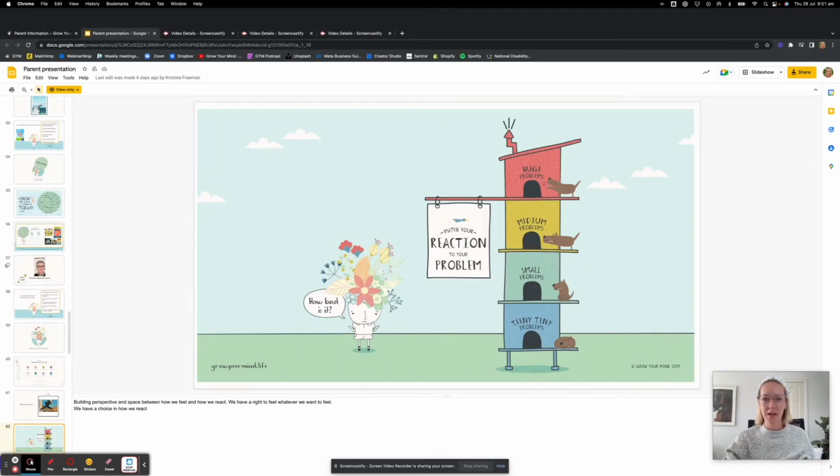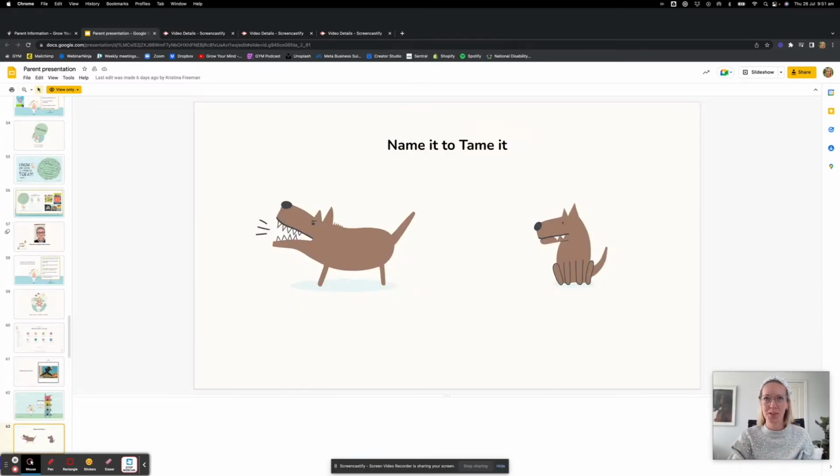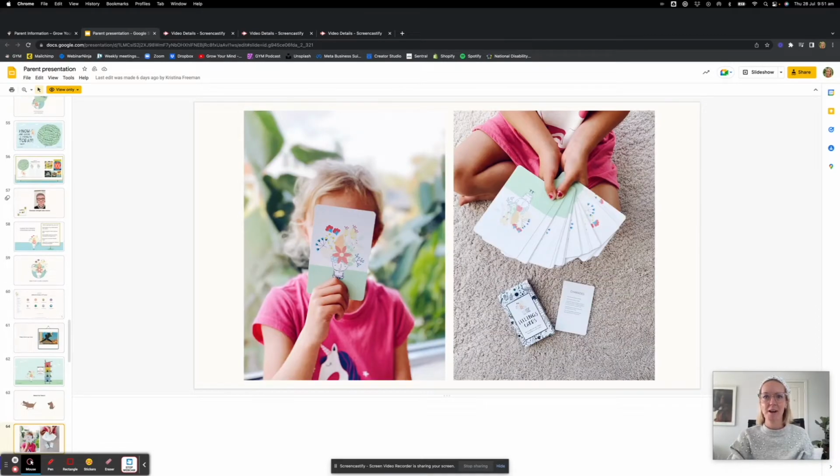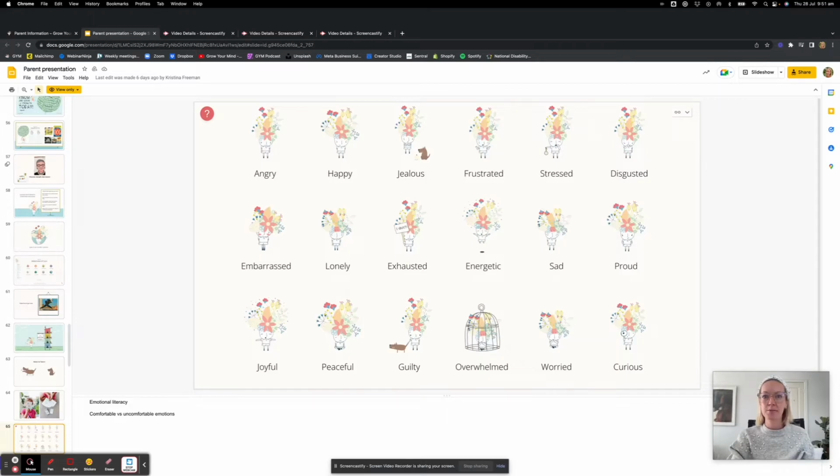Just quickly reminding the parents, breathing may not be their thing, but just consciously making time to go slow. This is an amazing poster to talk to the parents about that difference between how we feel and how we react, and matching those reactions with actually, is it a teeny tiny problem or a huge problem? A lot of parents love this poster. The Daniel Siegel, naming it to taming it. When we can name our emotions correctly, it's a key step in being resilient. And emotional literacy education is a big part of the Grow Your Mind program.